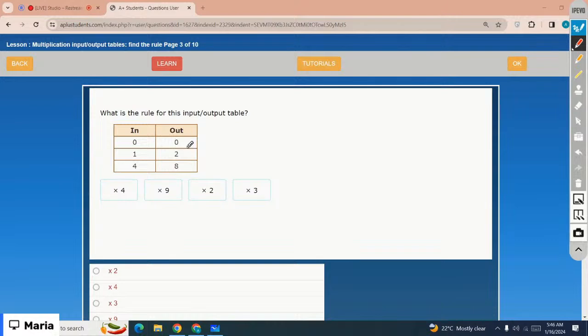0 times what number is 0? 1 times what number is 2? And 4 times what number is 8? Which is the rule?